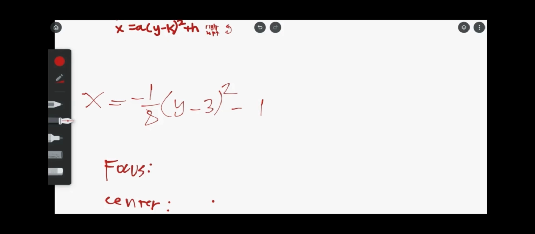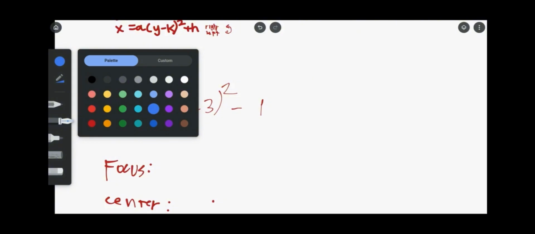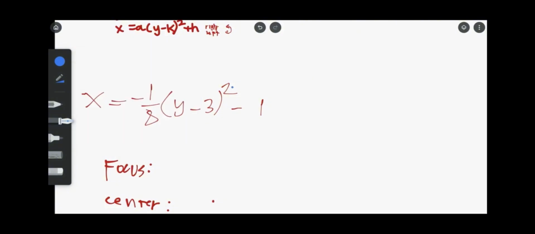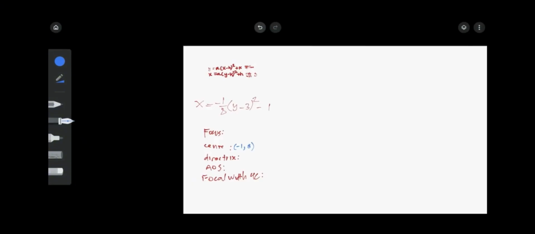So in this case, our k value, which means the units we go up, is going to be 3, and the shift to the right or left will be -1. So that means our vertex is going to be -1, comma 3. Okay, so it's -1. Done. We know our center.